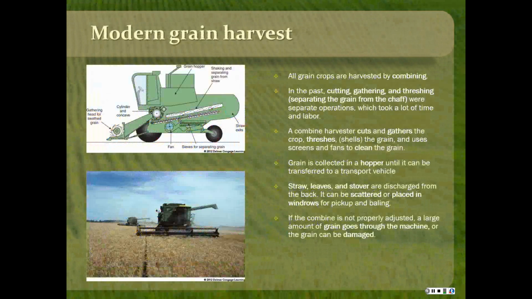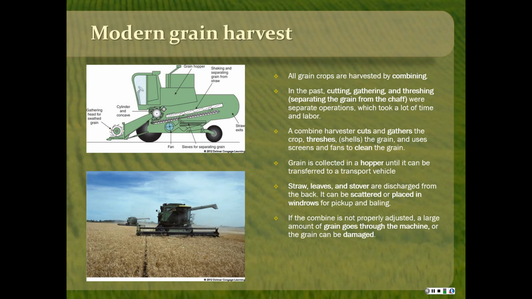Nowadays, in places that use mechanized agriculture, all grain crops are usually harvested by combining. So in the past, cutting, gathering, and threshing were separate operations, and that took a lot of time and labor. And I know my grandmother talked about the threshing crew coming to work, probably 10 or 15 people, depending on the size of the farm, who would come and work for days and then move on.